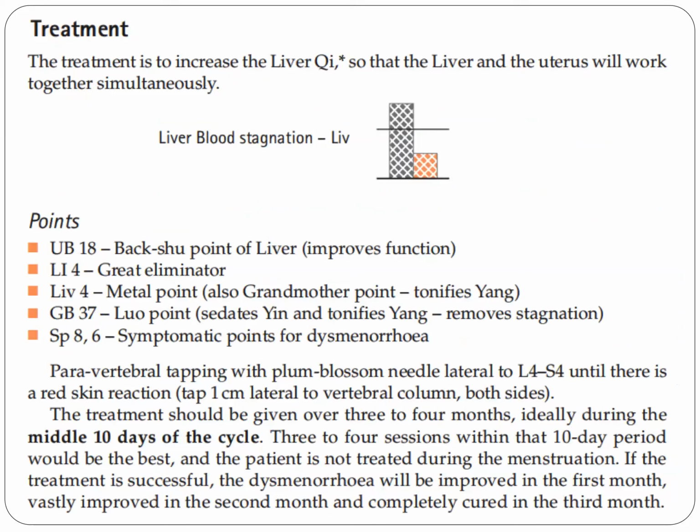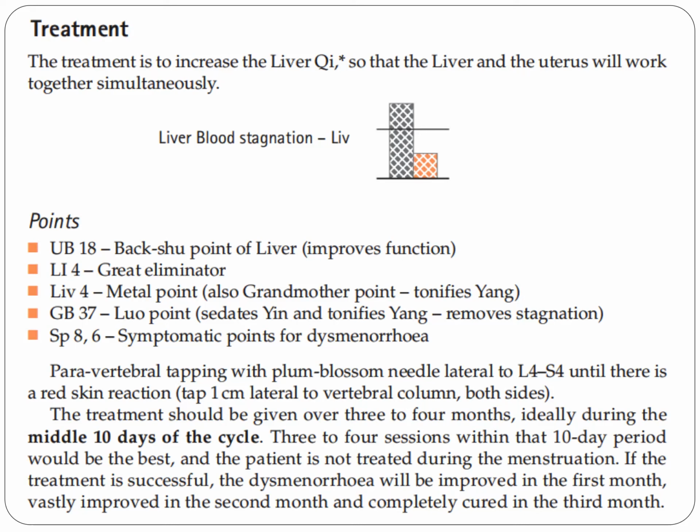The treatment is to increase the liver qi so that the liver and the uterus will work together simultaneously. So here we have a tower diagram which clearly demonstrates liver blood stagnation. The points: Bladder 18, backache point of the liver, improves function. Li4, great eliminator. Liver 4, metal point, also grandmother point, tonifies the yang. Gallbladder 37, luo point, sedates yin and tonifies yang, removes stagnation. Spleen 8 and 6, symptomatic points for dysmenorrhea.